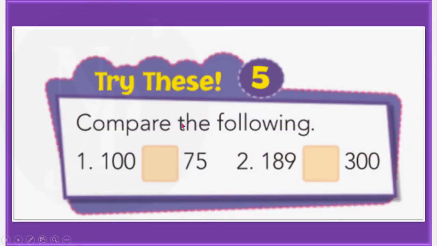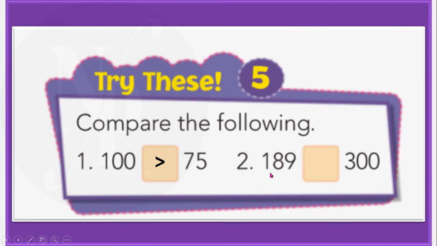Try these number 5. Compare the following. We have to compare the following numbers. In the first question we need to compare 100 and 75. So when we compare, 100 is a 3-digit number, 75 is a 2-digit number. Therefore, 100 is greater than 75. We need to put a greater than symbol in this box.